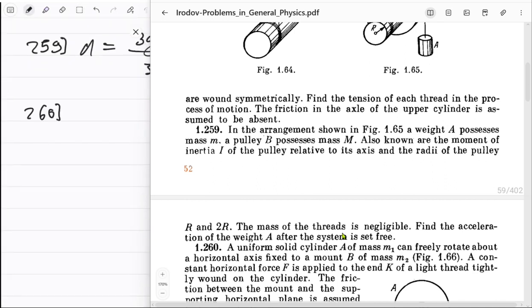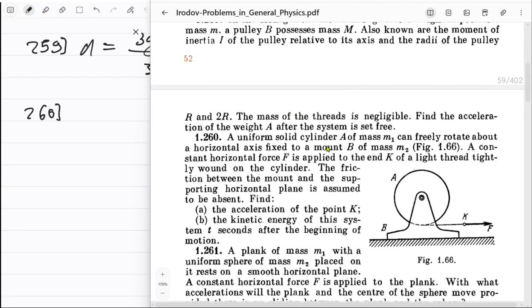260. A uniform solid cylinder A of mass m1 can freely rotate about a horizontal axis fixed to the mount B of mass m2, figure 1.66. So cylinder A of mass m1 can freely rotate about a horizontal axis fixed to a mount B of mass m2.